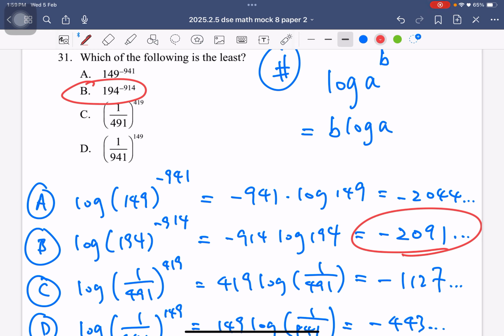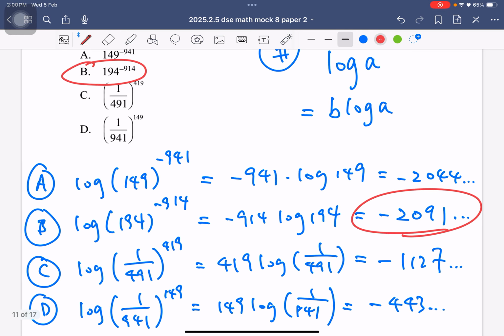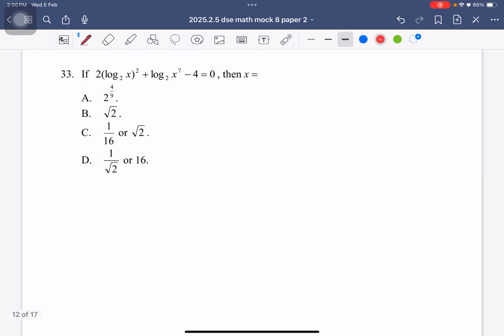Can you get this correct? Yes, sir. Can you please get it correct? Can you remember how you do this question? Can all of you? Yes, sir. Don't get this wrong, okay? Alright, can I go to the next question?